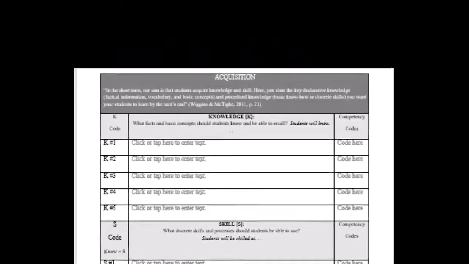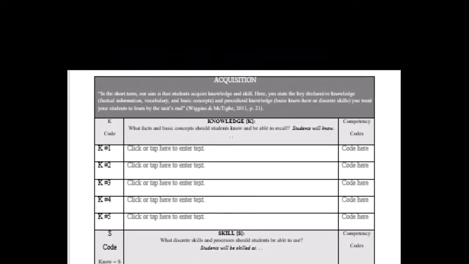And our final section is the acquisition section. And in the acquisition section, this is where you will discuss the knowledge and skills that you want your students to gain from the unit. So in the first subsection, this is the knowledge subsection. So what facts and basic concepts should students know and be able to recall? You will structure this as a statement, following the template, students will know, and then fill in the blank.